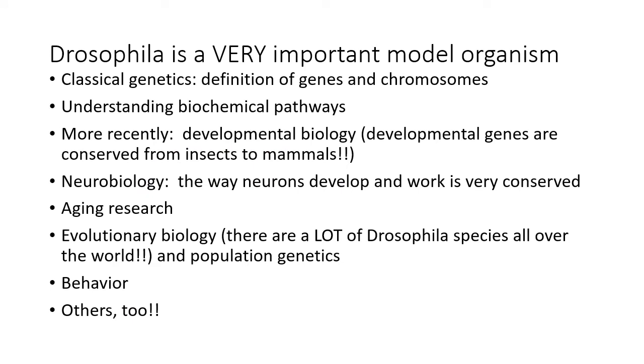Okay, so Drosophila is a very important model organism for classical genetics, a very early definition of genes and chromosomes, in fact, and understanding of biochemical pathways, etc. But it's still very popular and very important for things like developmental biology because of the high degree of conservation of developmental genes across metazoans. Very popular for neurobiology, especially because the way neurons work and develop is a very conserved process and can be very informative of what happens in other organisms. Also popular in aging, evolutionary biology, behavior, etc.